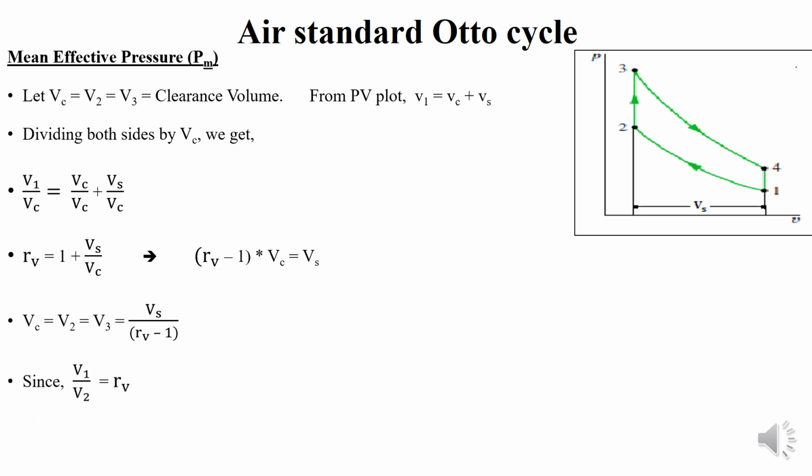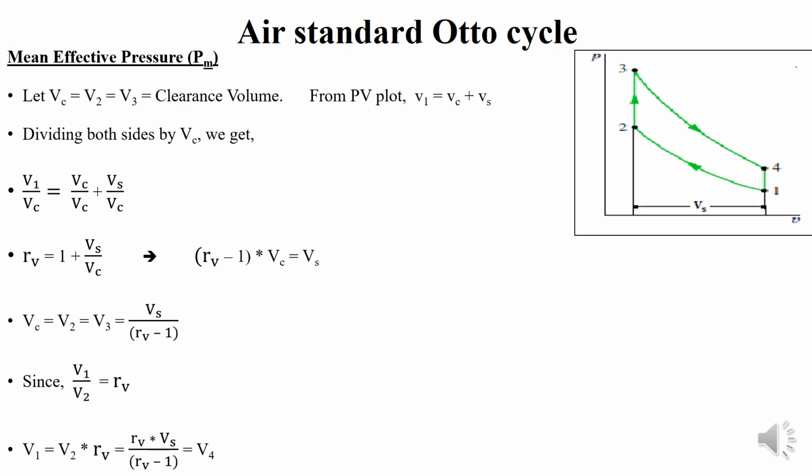Next, V2 and V3 are over. Next, we have to get V1 and V4 in terms of stroke volume. We know that the compression ratio RV is nothing but V1 divided by V2. So from this equation, V1 is nothing but V2 times RV. Whatever value of V2 you got, substitute over here. Since V1 is equal to V4, whatever value you got for V1 is the same value for V4. So this is the expression you will get for each volume term V1, V2, V3, V4.